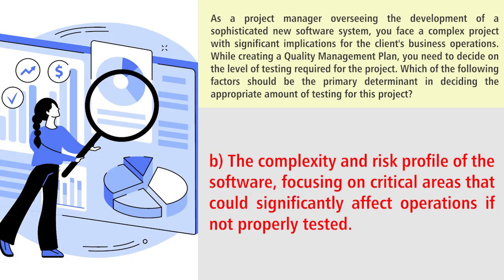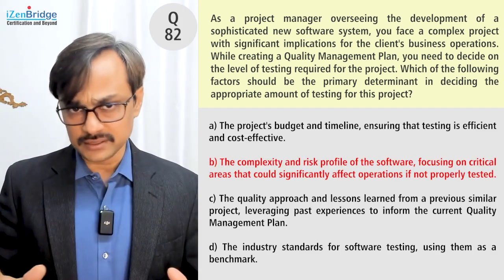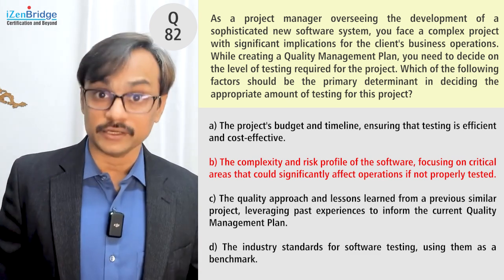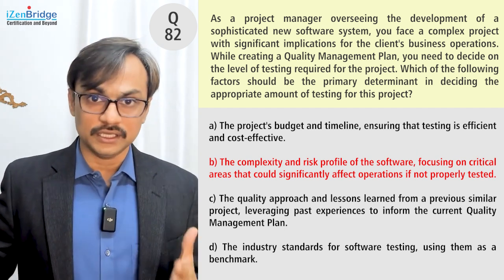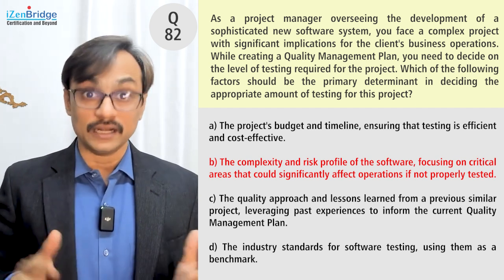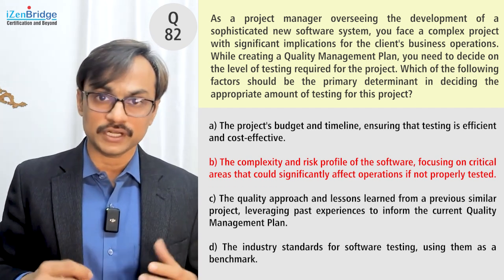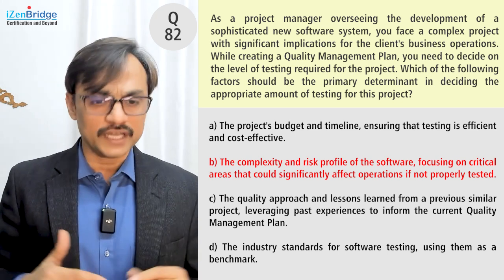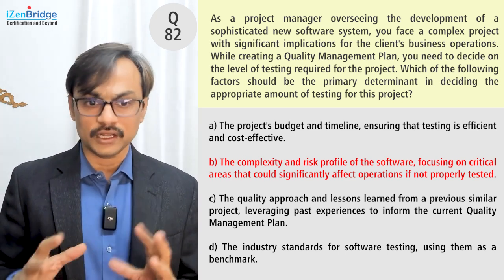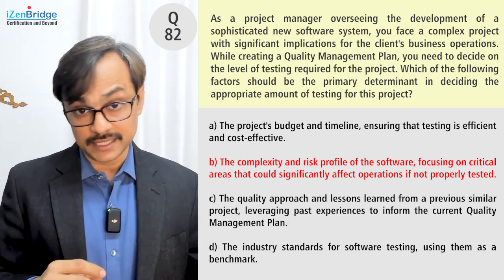Option B, the complexity and risk profile of the software, focusing on critical areas that could significantly affect operations if not properly tested. Makes sense? Yeah, perfectly makes sense. So what is the overall risk? What is the cost of failure? Cost of failure definitely determines the amount of investment I make to prevent failure. So I should see at least the cost of external failure in this particular case, because we are doing rigor of testing. This looks like a good idea because I need to see the risk profile of the software and its critical functionality. Let's see the others.